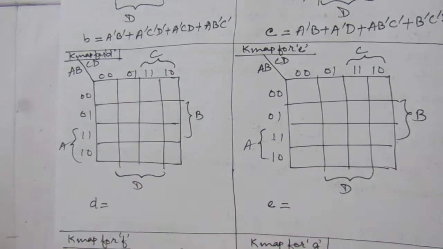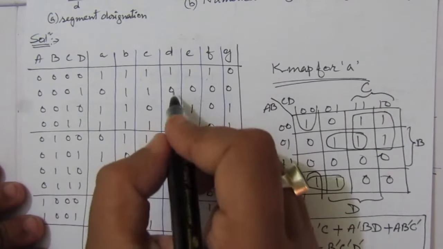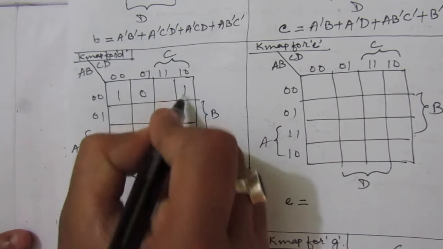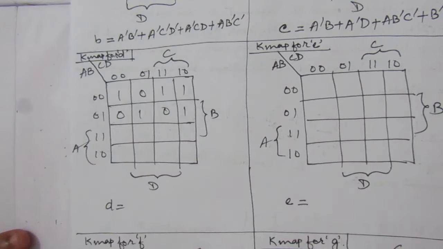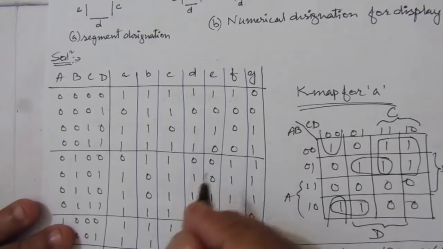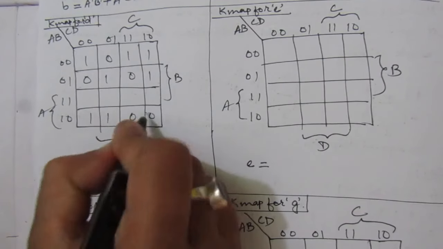So here we'll put the values of d. So for d we have 1 0 1 1 0 1 1 0 1 0 1 1 0, 1, 1, 0. Then we have 1, 1, 1, 1. So others will be 0.